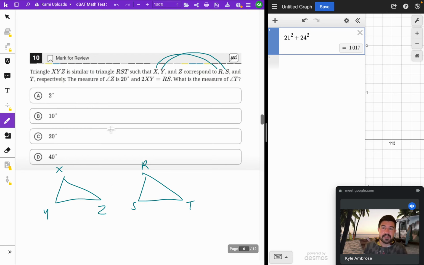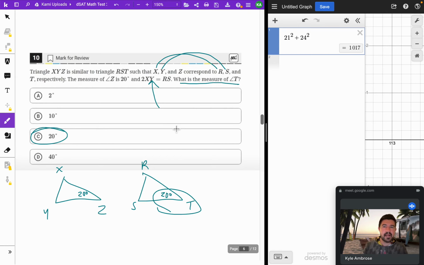They say angle Z is 20 degrees. Now, because these are similar, and Z and T are corresponding to each other, similar triangles have angles that are the same. At least the corresponding angles are the same. So T is also 20 degrees. And oh, guess what? What is the measure of angle T? 20 degrees. That's it. This here is just meant to throw you off.